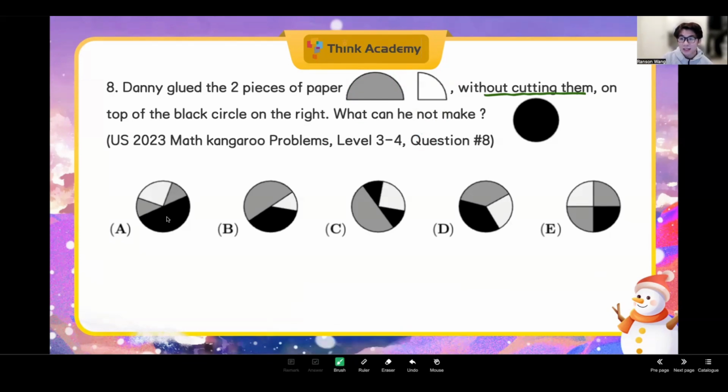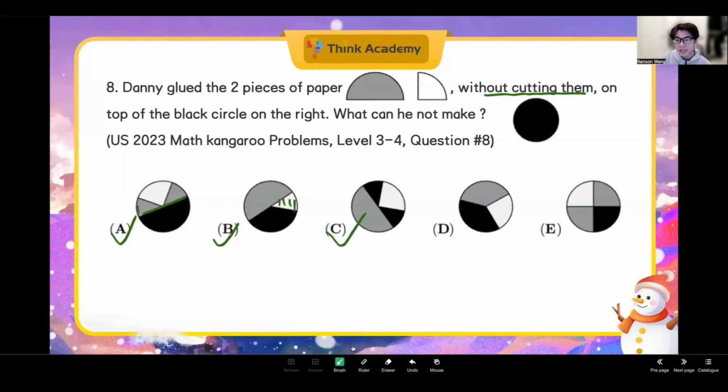For here, is it possible? You can first put the gray one here so that you only show half of the black one. And then you put the white quarter circle here in the middle so that you can show this one. This is possible. And for this one, you first put the gray and then tuck half of the white one under the gray one, so that you only show half of the white one. So this is also possible. And for the third one, you put half of the gray here and then put the white here. So that's also possible, right?